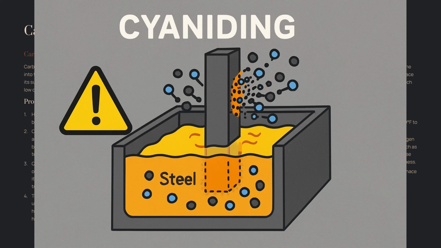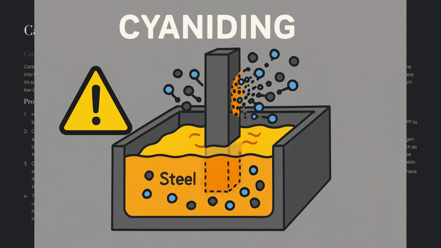Key characteristics. Purpose. Create a very hard, wear-resistant and corrosion-resistant surface layer. Mechanism. Diffusion of nitrogen into the surface at relatively low temperatures, forming hard nitrides. Result. High surface hardness, improved fatigue strength, minimal distortion, no subsequent quenching or tempering required.